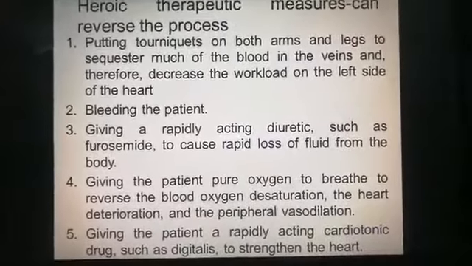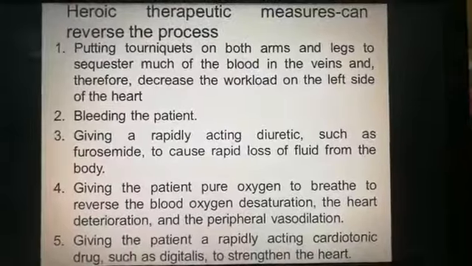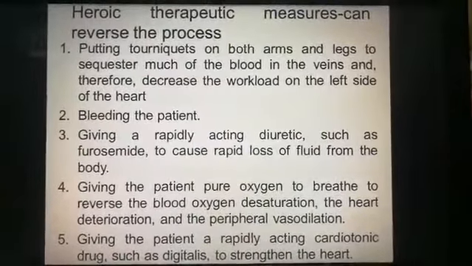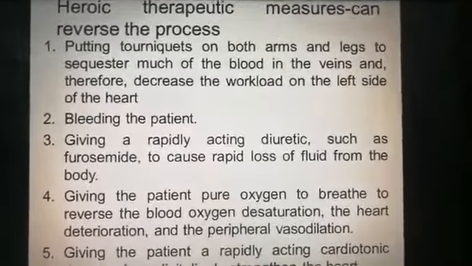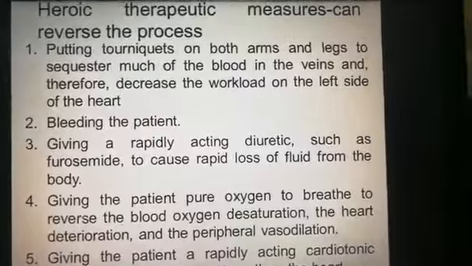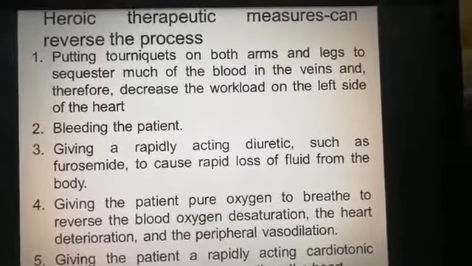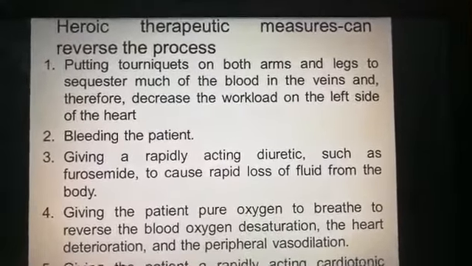First of all, putting tourniquets on both arms and legs to sequester much of the blood in the veins, and therefore decrease the workload on the left side of the heart. Okay, so tourniquets are bound to the arms and legs. You can see a tourniquet when you measure the blood pressure of a patient.